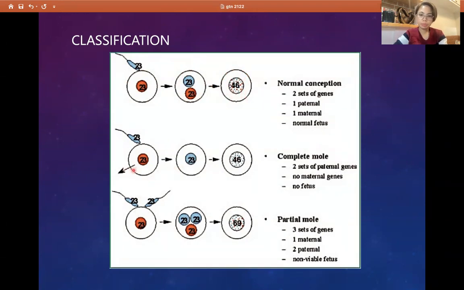While in a complete mole, there is absence of the maternal gene. So as you can see, only the paternal remain, and duplication occurs, resulting in still a 46 chromosome because there will be two sets of paternal genes due to duplication. And for the partial mole, it becomes a triploid because there are three sets of genes, two paternal, bipaternal, and one maternal. So it becomes not anymore 46, but 69.